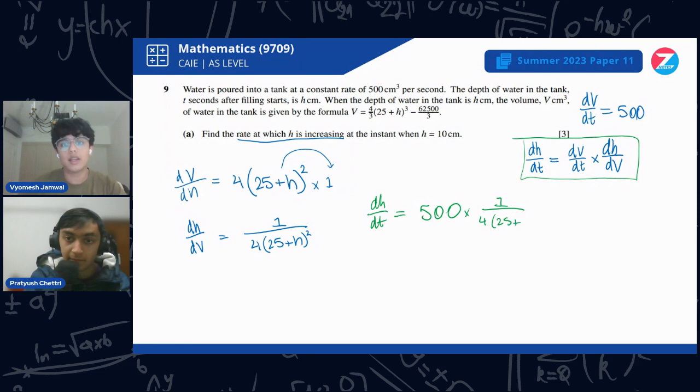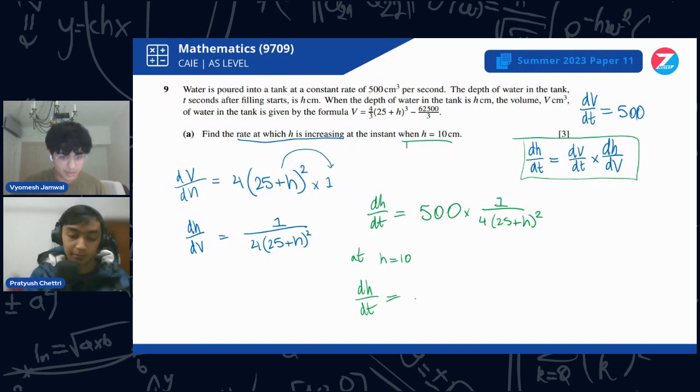Okay. And now that we have found that, what it is asking is to find the rate at which h is increasing when h equals 10 centimeters, right? So now what we just need to do is put that inside the formula for dh upon dt. So when h is equal to 10, let's see, 25 plus 10 squared, times 4, and then 1 divided by that value times 500, I get 5 upon 49. Yes, same. Okay, that's nice. And that's going to be the rate at which h is increasing when h is equal to 10.